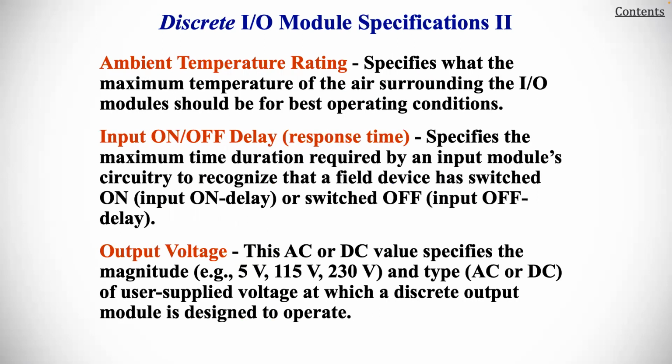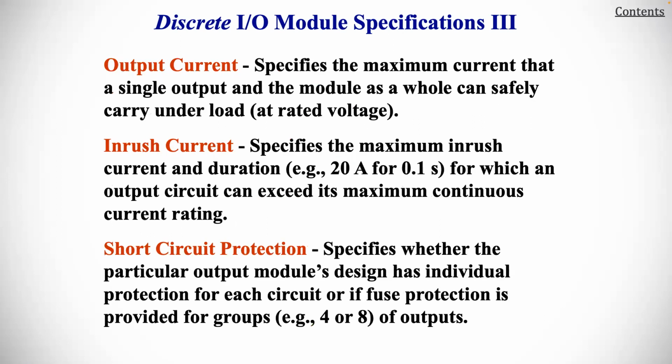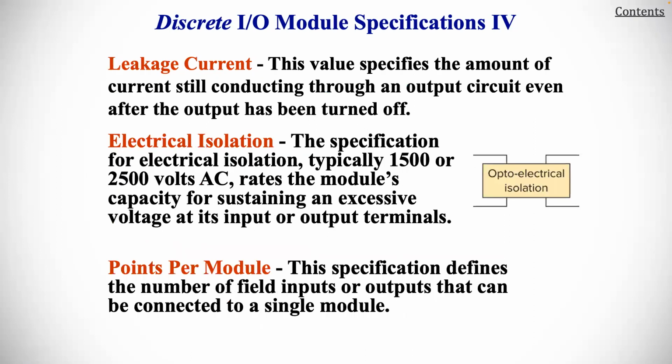Then we have three more: the ambient temperature rating, the input on and off delay, that is a response time, and then we have the output voltage. So these are the things that would be specified when you have a module. Moving on, we have the output current, the inrush current, and the short circuit protection. These are the definitions for those. Moving on again, we can have leakage current, electrical isolation, and points per module.